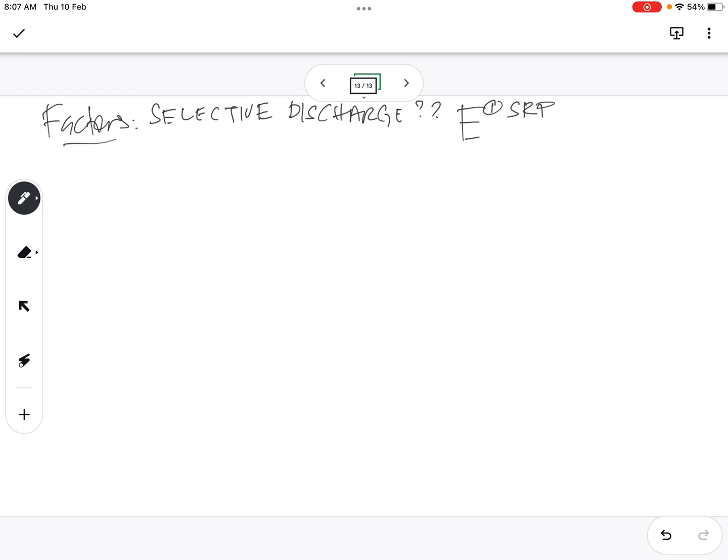Tahu tak SRP? Apa maksud? Saya dah banyak kali ulang dekat tutorial. Do we know what is SRP, guys? Standard reduction potential. Very good.